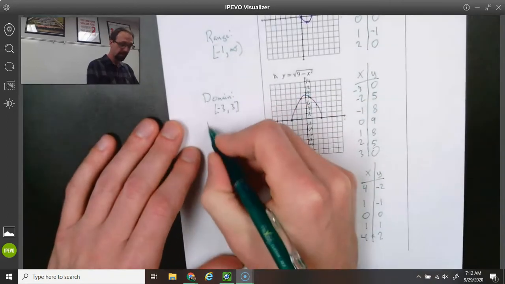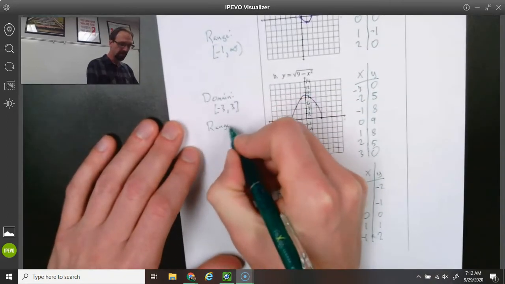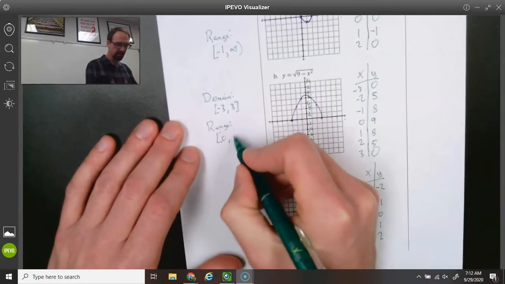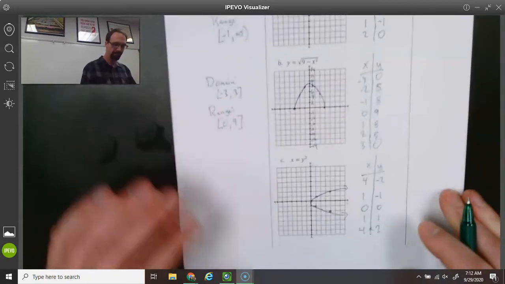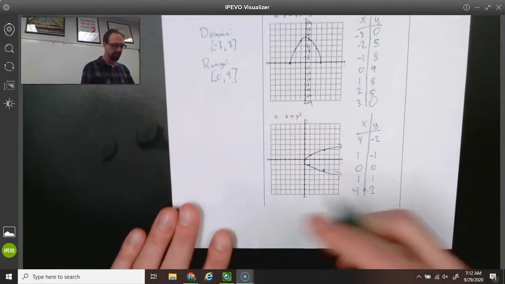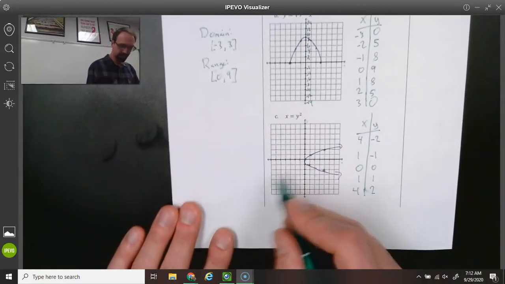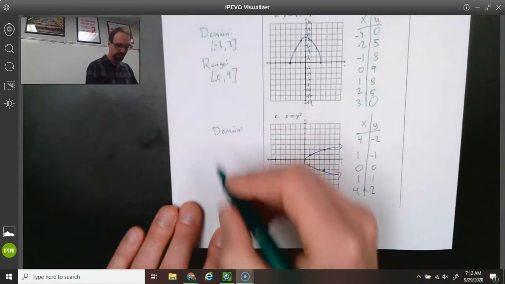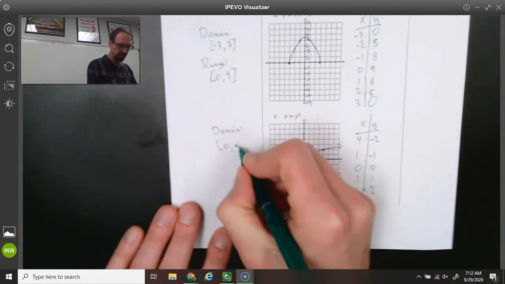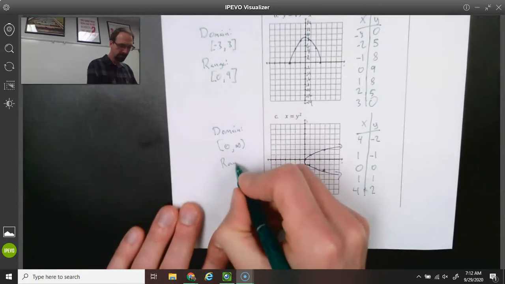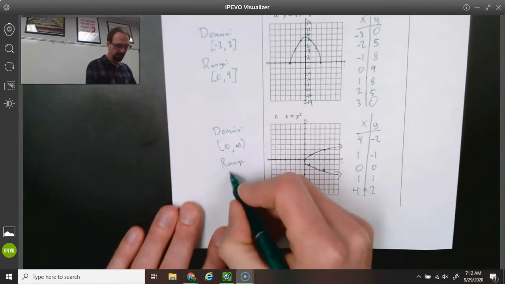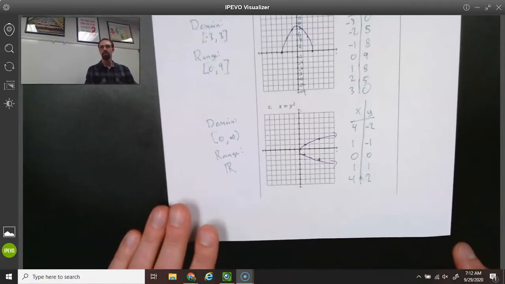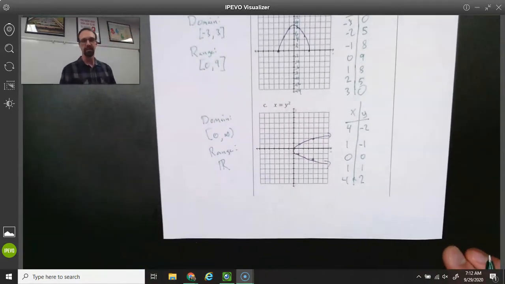And then the range, now be careful because we changed our values. So I'm looking here, I see that it's 9. So it's going to be from 0 to 9 inclusive. And then here for this last one, for C, we've got domain. Again, I can have negative values, so it's going to be 0 to infinity. And then the range, looks like I can have any value I want. So all real numbers.